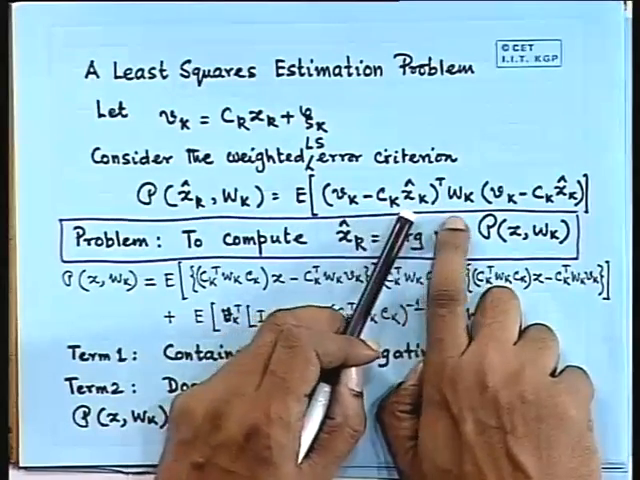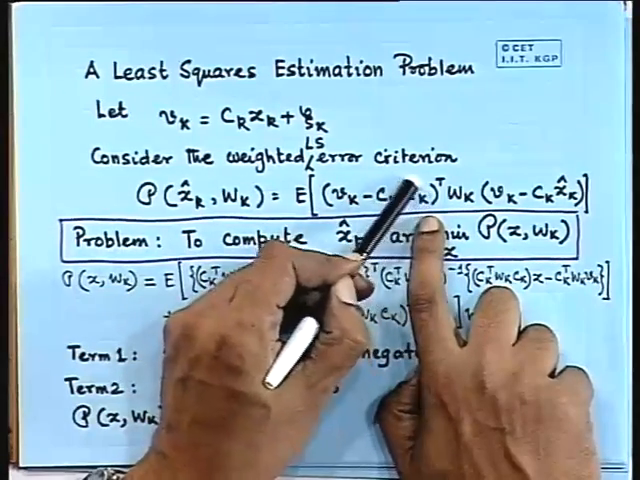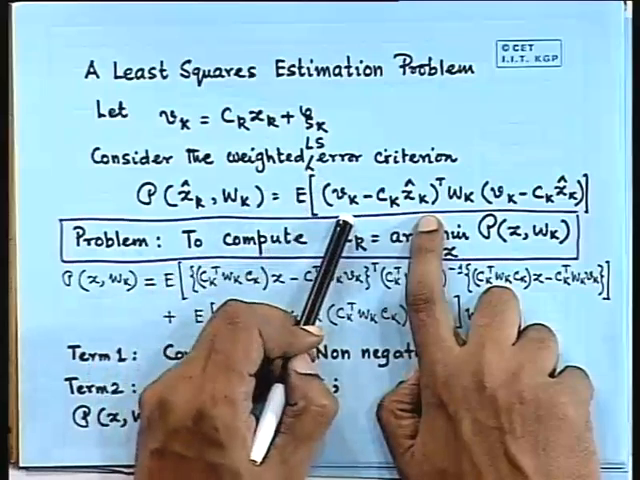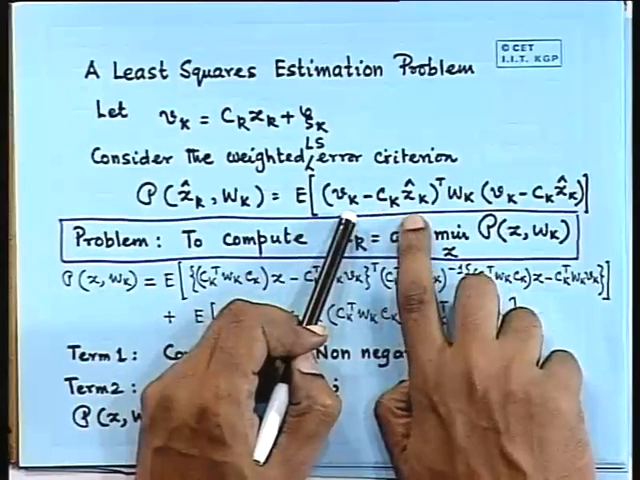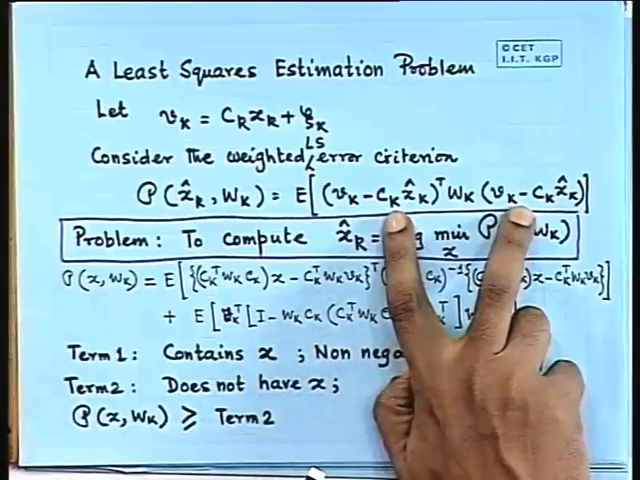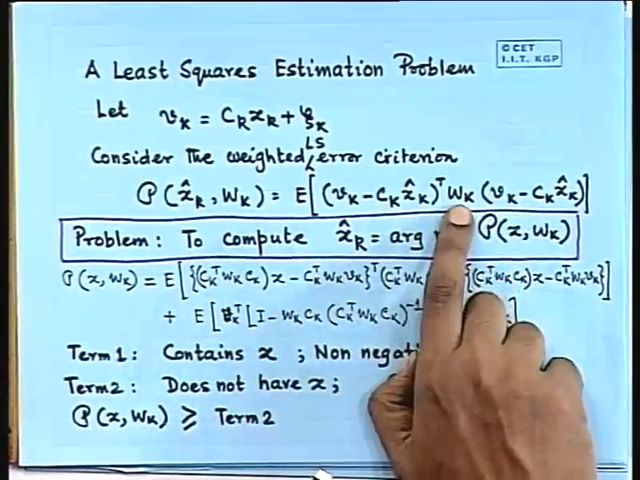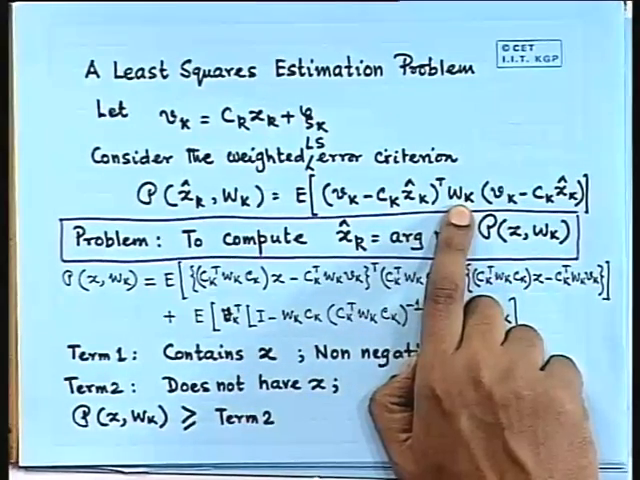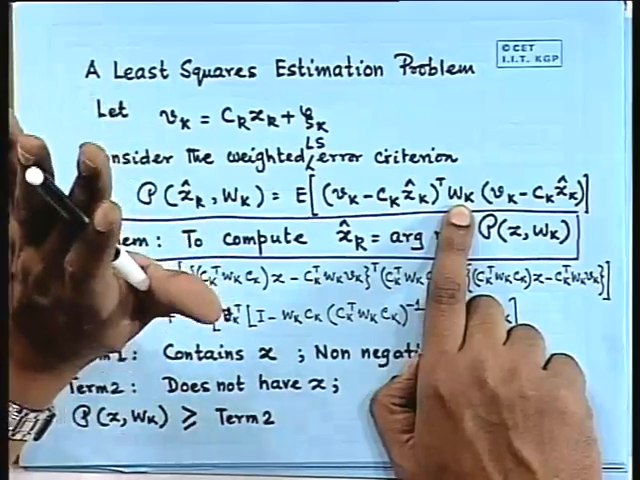Vk minus Ck x hat k. Suppose x hat k is my estimate, then what is my error? Vk minus Ck x hat k. So I am calculating a variance of error, but it is a weighted variance. In between I have put a Wk. Some Wk I am choosing.